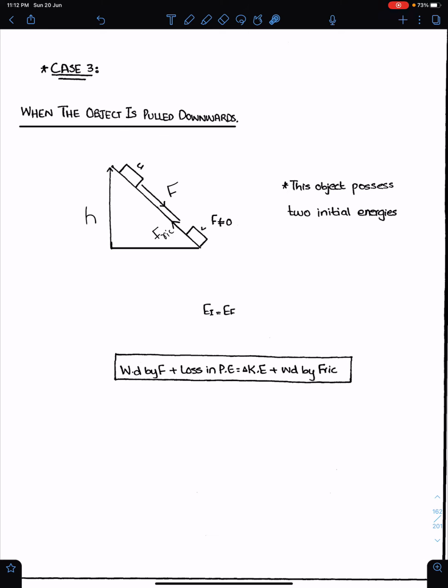Case 3. When the object is pulled downwards by applied force F. So, according to law of conservation of energy, work done by F and loss in potential, because the height of the object has decreased. So, work done by F and loss in potential, they both are initial energies, and they both will be distributed into two types of energies: change in kinetic and work done by friction.